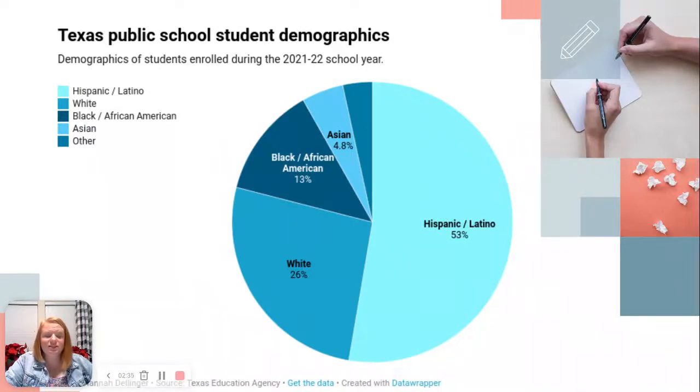Now, I found this article from the Houston Chronicle from this past September that I thought was really fascinating. The article itself was about the disparity between teacher cultures and demographics and student demographics. And so I took this pie chart from one of the graphics that they had in the Houston Chronicle. And this shows that here in Texas, these are the demographics of students enrolled during the 2021 to 2022 school year. So if you look, 53% of students enrolled in Texas last school year was Hispanic.